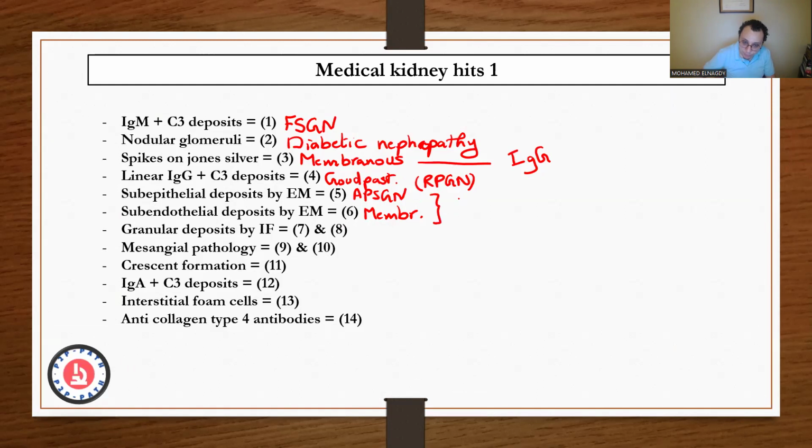And remember that both of them would have this kind of spikes. So don't just rely on spikes. I feel like it exists in both. But you will have the lumpy-bumpy deposits on electron microscopy with some intramembrane spikes because of reactive membrane healing, or attempts of reactive membrane healing. So next is Dina.